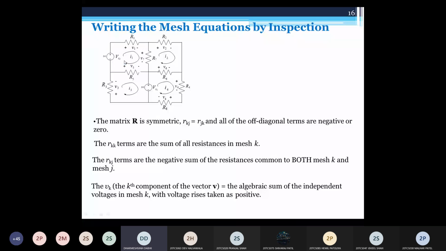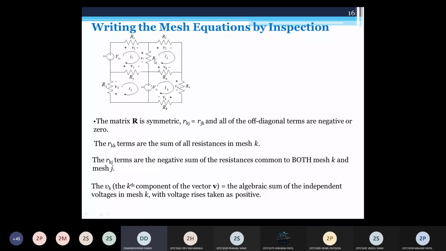And that always, then RKJ terms are negative, and that term is nothing but a resistance which is common between two meshes. So you can see here between mesh 1 and 2, the common resistance is R7. So when you write the R12, first row, second element, that is R7, and that value is negative.